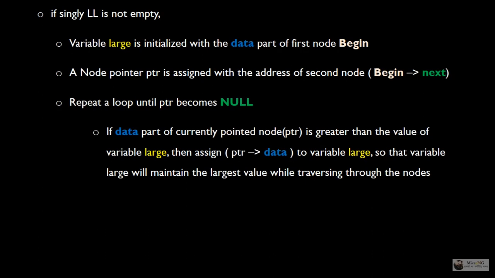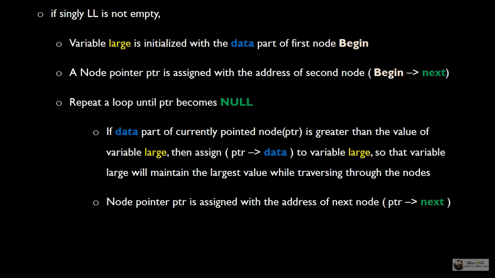Now what we do inside the loop: if the data part of the currently pointed node is greater than the value of the variable large, then assign the ptr data to the variable large, so that the variable large will maintain the largest value while traversing through the nodes. Node pointer ptr is assigned with the address of the next node, ptr next.